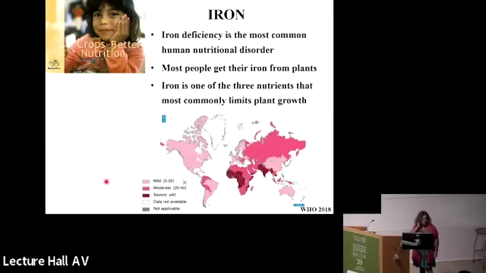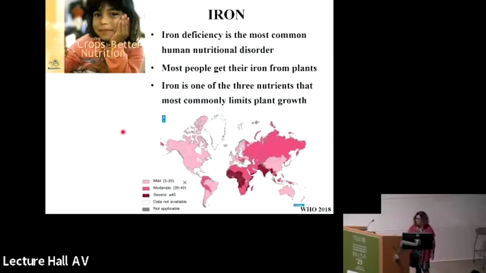It's the most common human nutritional disorder in the world. The reason for that is most people are getting their iron from plants. Plants aren't a good source of iron, although we'd like to fix that. And the reason plants aren't a good source of iron is iron's one of the 3 nutrients that most commonly limit plant growth. And this is a variation of the map Nigel just showed you with iron deficiency anemia.